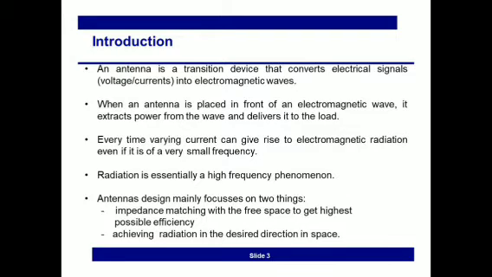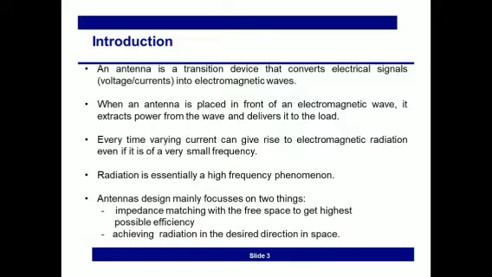Let me start by giving you a brief introduction about antennas. Antenna is basically a transition device, or we can say it's a transducer which converts electrical signals, that is the voltage or currents, into electromagnetic waves and vice versa. So if the voltage or current generates electromagnetic waves, and if the antenna is placed in front of an electromagnetic wave, it will extract power from the wave and deliver it to the load connected to it.